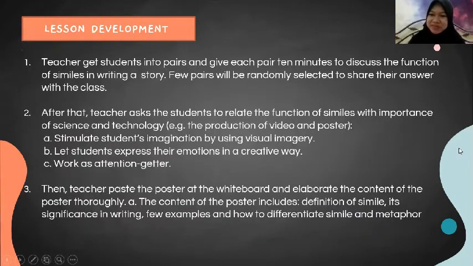Then, as for the lesson development, the teacher gets students into pairs and gives each pair 10 minutes to discuss similes in writing a story. A few pairs will be randomly selected to share their stories with the class. After that, the teacher will ask the students to relate the function of similes with the importance of science and technology, for example, the production of video and poster itself.